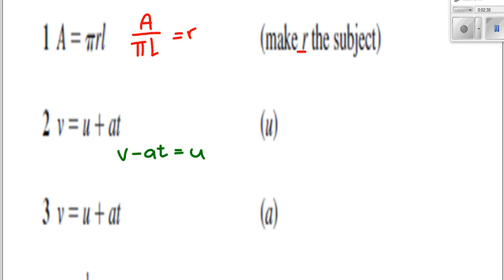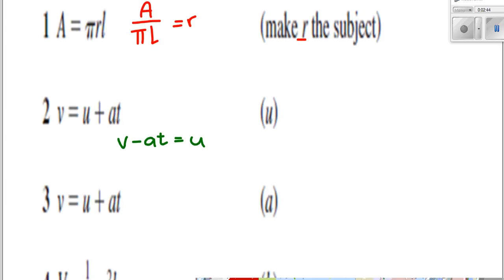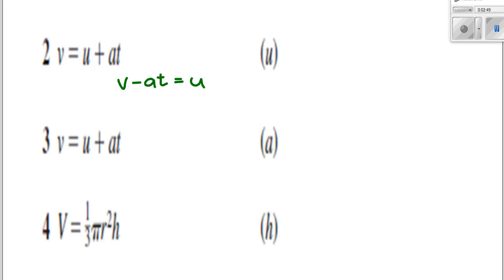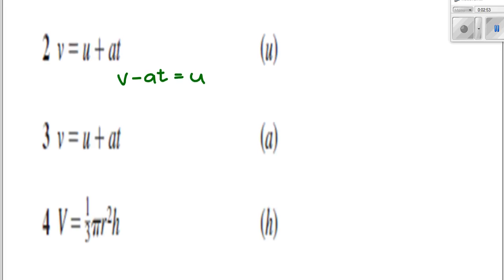So that one's actually been finished. Now we've got the same equation. You might notice that these look like familiar equations, like you might have seen them in science, physics lessons. So we've got acceleration, speed, initial speed, final velocity, that kind of thing, and time. So here we're asked to make A the subject using the same equation as before, the velocity equation.